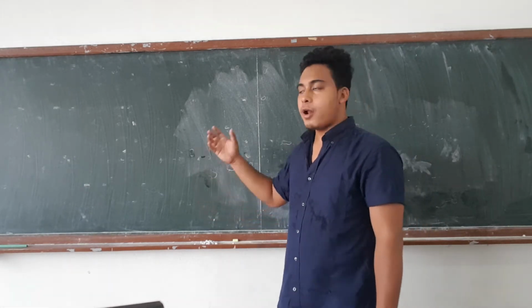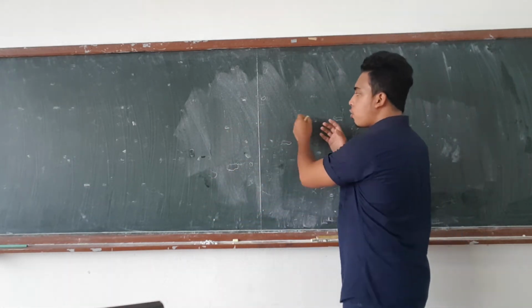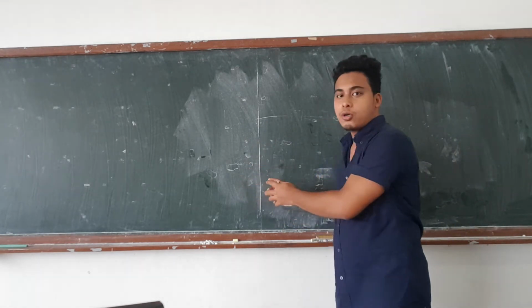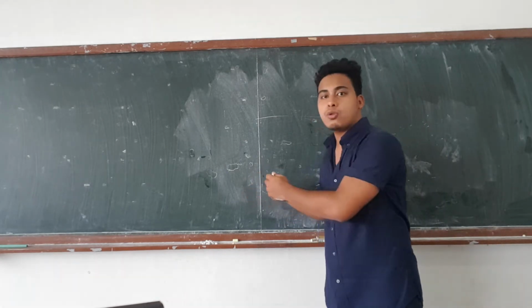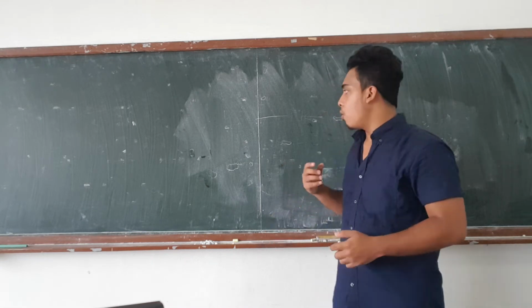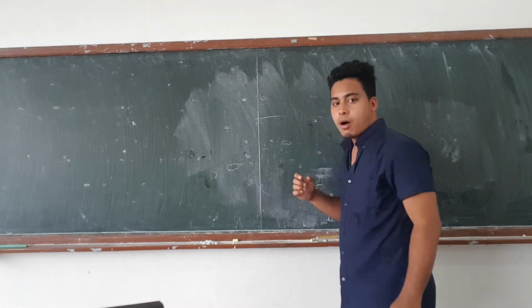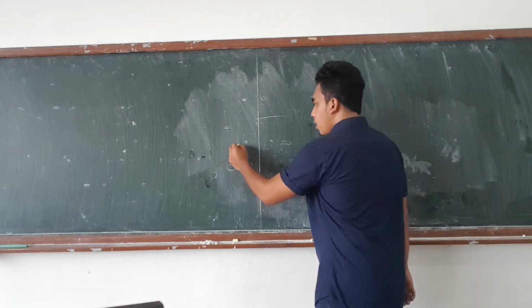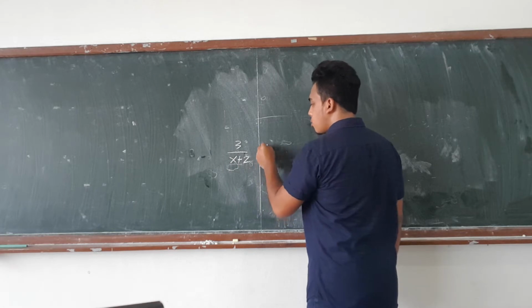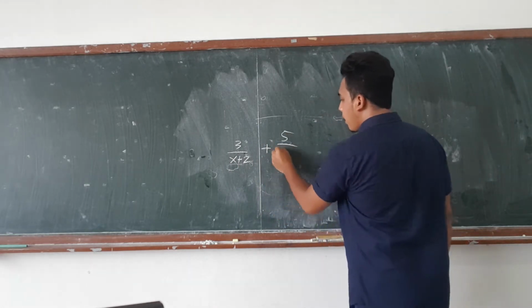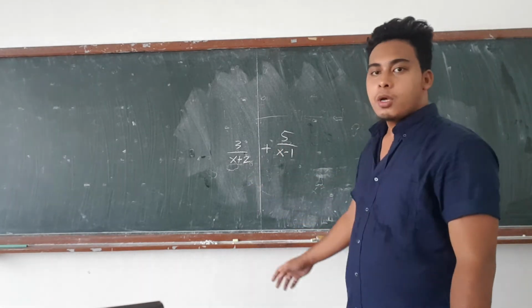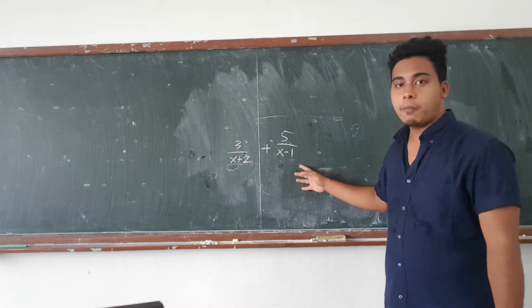How partial fraction is used in making a fraction into a simpler fraction, meaning we break up the fraction. So let's have this kind of example. 3 over x plus 2 plus 5 over x minus 1. So for example, we have these two expressions, then we need to evaluate this expression.